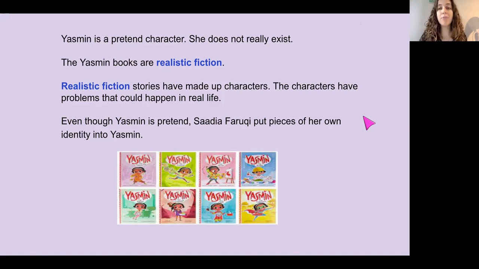The characters have problems that could happen in real life. So in Yasmin the Explorer, there could be a girl who gets lost from her mom at a farmer's market. That sounds real. And in Yasmin the Soccer Star, there are people who feel afraid to try new sports. So in realistic fiction, the characters are made up, but the problems and what happens to the characters seem real.